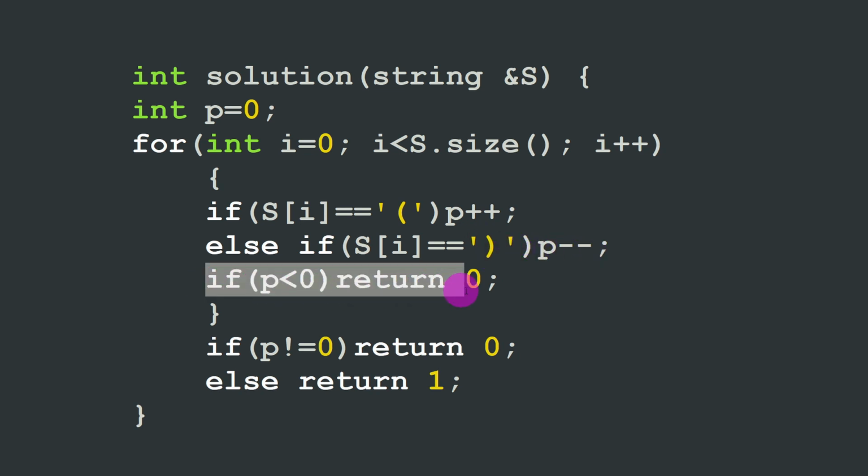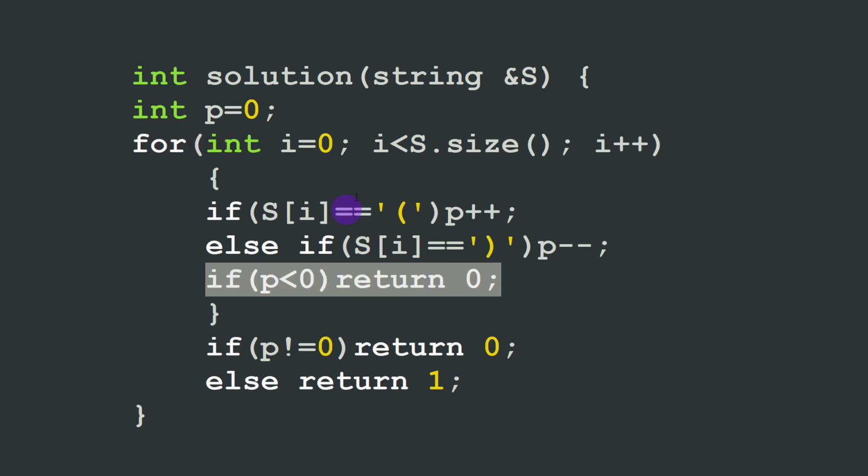And this here is kind of tricky. We have to check for every character if p is negative. And if it's the case, we have to return 0. It's something that we have already mentioned in this video. If we don't check for a negative p in the middle of the string, we might end up with p equal to 0 at the end, meaning a balanced number of opening and closing characters, but not necessarily a properly nested string. So the placement of this condition here is very crucial. It should be inside of the for loop.